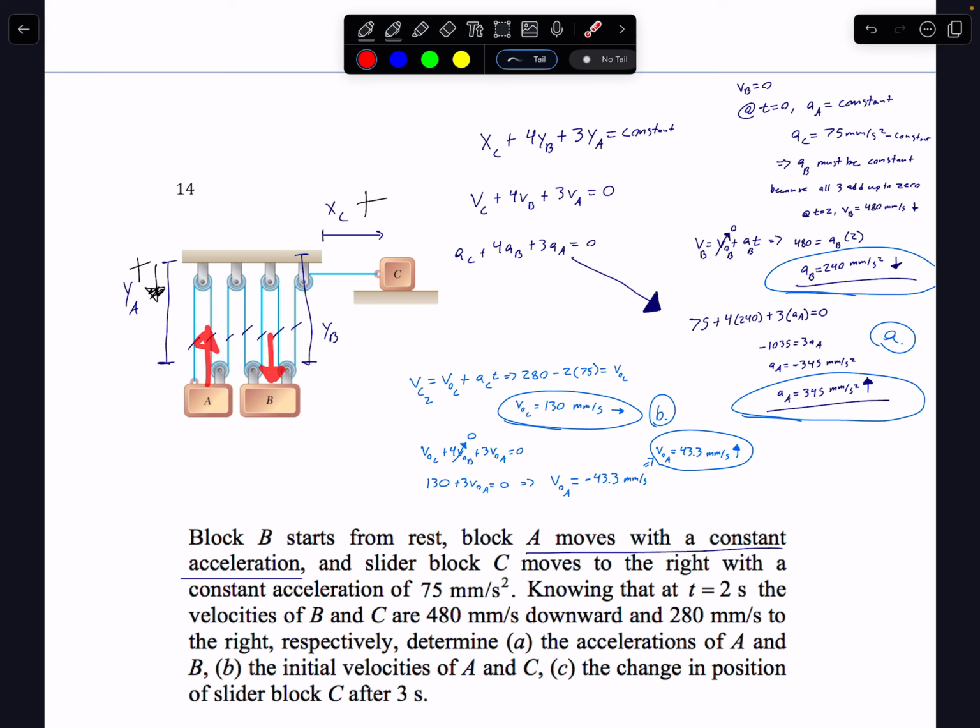This B's going down, and this guy is going that way. It's weird to look at, but I mean, I see it. You pull up, this guy's going down, and then this guy's going up. So somehow the ropes make it happen. But since this guy has 4 ropes and that guy's 3, it works out somehow.